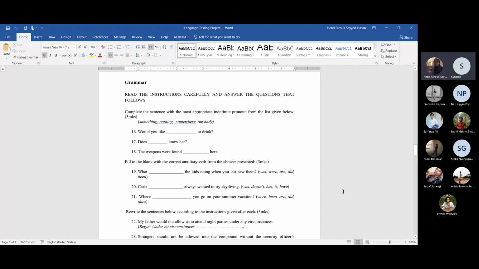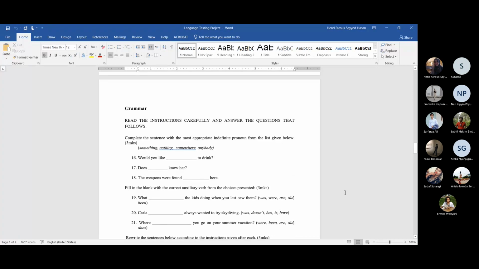Complete the sentence with the most appropriate indefinite pronoun from the list given below. So you have the pronouns, one, two, three, four. Would you like something to drink? Nothing to drink, yeah. Does anybody know her? The weapons were found somewhere here.